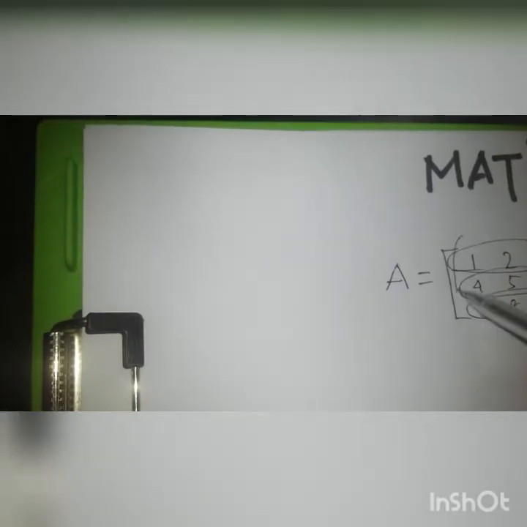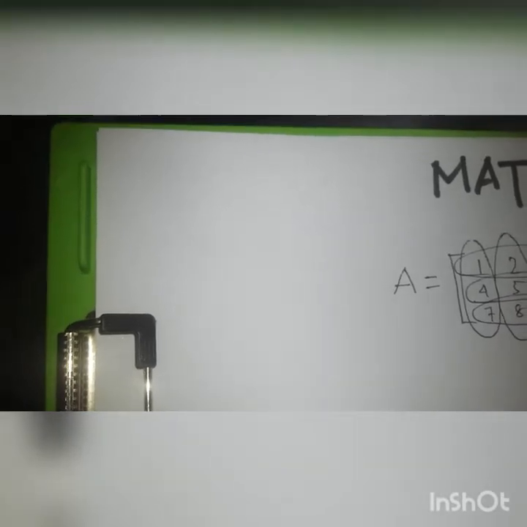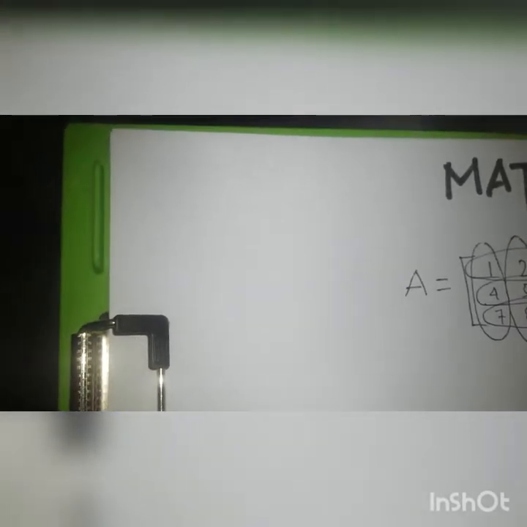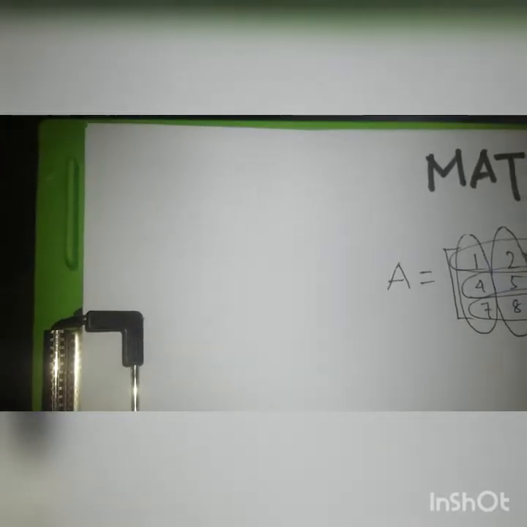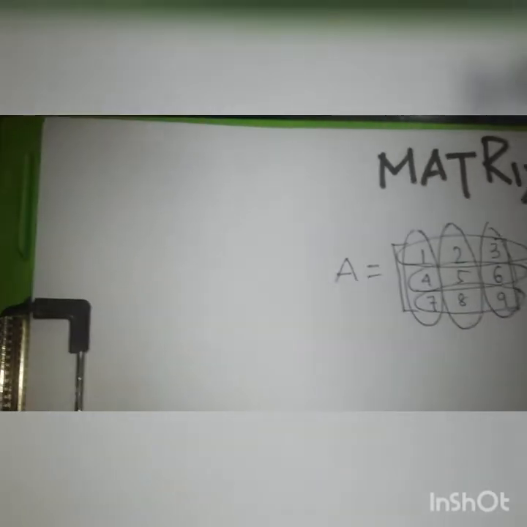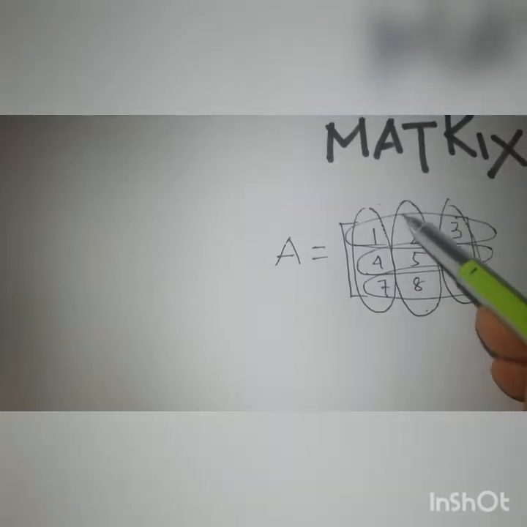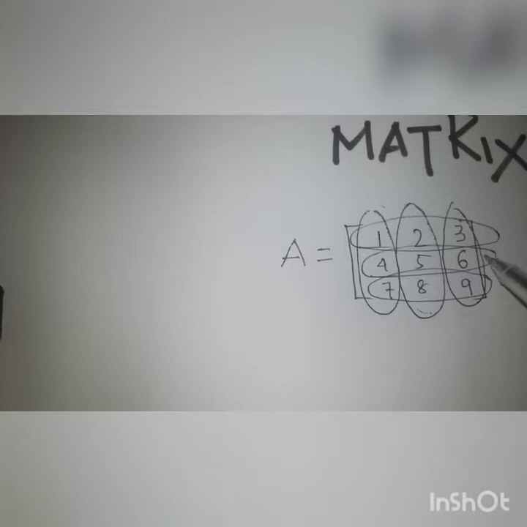There are three vertical lines, which are perpendicular to the plane or base. The first vertical line is 1 4 7, the second vertical line is 2 5 8, and the third vertical line is 3 6 9. This is the first vertical line, this is the second vertical line, this is the third vertical line. This is the first horizontal line, the second horizontal line.